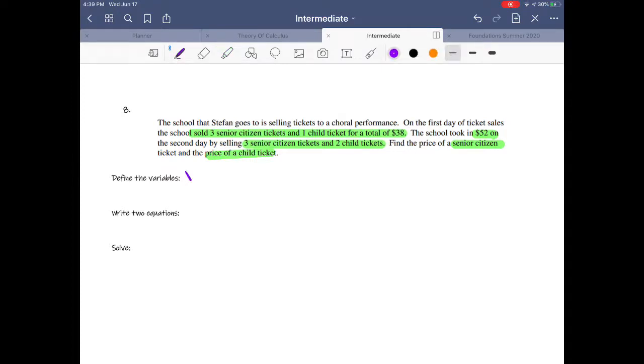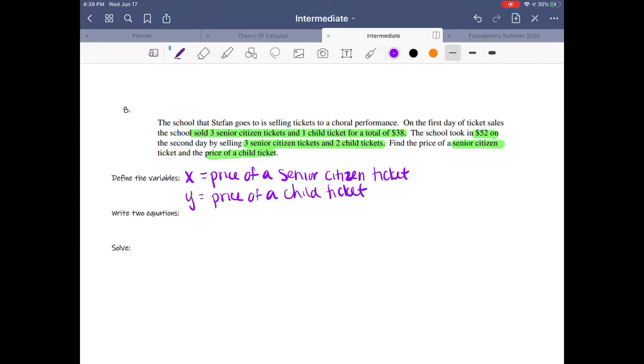So the variables are the price of a senior citizen ticket and the price of a child ticket. Those are the two unknowns. And again, you can use S and C, or you can use A and B, does not matter.